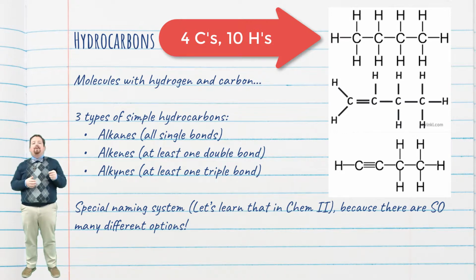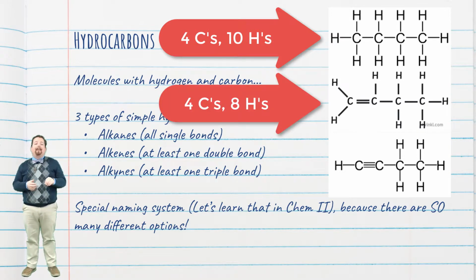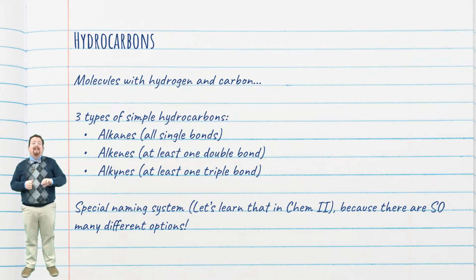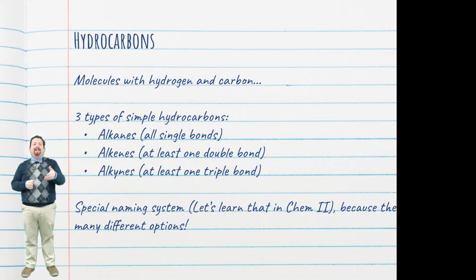Each time you change one of those single bonds to a double or triple bond, you reduce the number of hydrogens that could be attached to your carbons. The only thing I need you to know about this for this year is that when we draw the Lewis structure for a hydrocarbon based on its formula, it's important to draw it similar to how the formula is written. So let's do some examples of that.